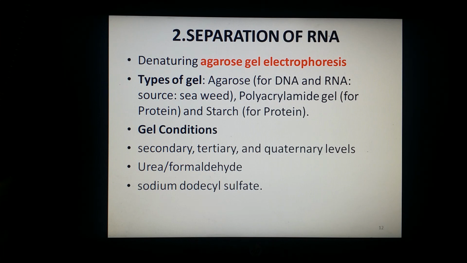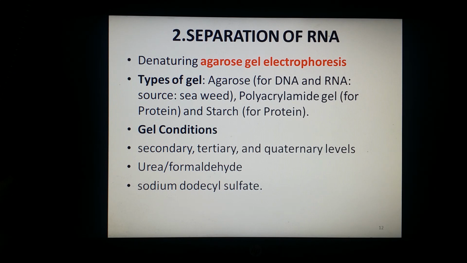So what should be the gel conditions? First of all, denaturing gels disrupt the natural structure of DNA and RNA, causing it to unfold into a linear chain. Thus, the mobility of each macromolecule depends on its linear length and its mass to charge ratio. The secondary, tertiary and quaternary levels of the biomolecular structure are disrupted, leaving only the primary structure to be analyzed.